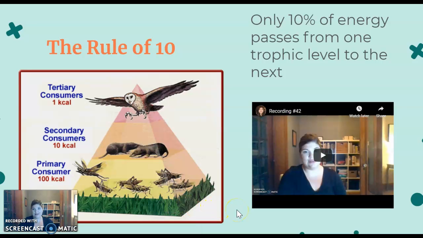The rule of 10 states that only 10% of the energy at one level will move to the next level. So it would require 1,000 calories of producer energy to make just 1 calorie of energy available at the tertiary consumer level. And we do measure energy in kilocalories.